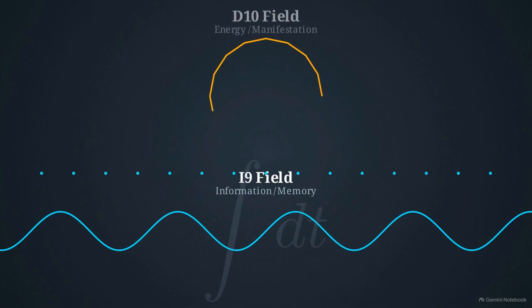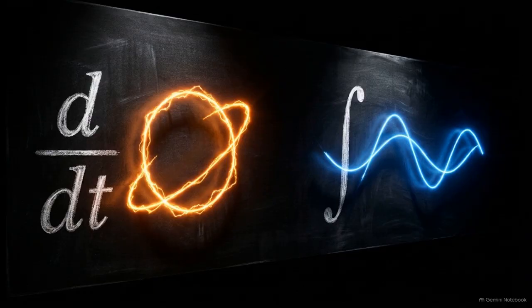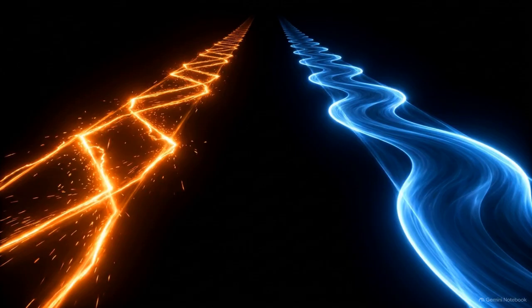Running parallel is the D10 field, representing finite energy and manifestation. Functioning as the derivative, it forms a rapidly ticking orbit containing a distinct particle. This is the deterministic force that powers physical action and linear time. Because the D10 field has a finite rate of change and the I9 field is an infinite sum, they occupy different mathematical registers. They run parallel to one another but never directly touch. This lack of interaction is the central problem of the DCU.